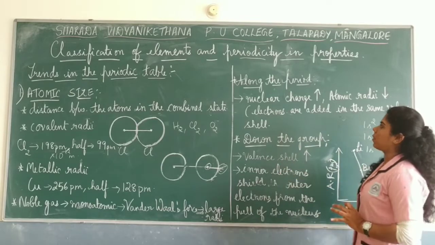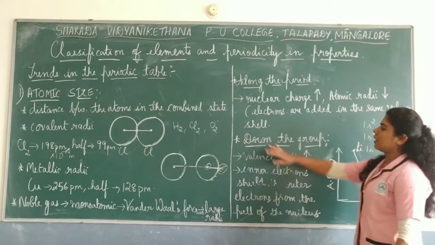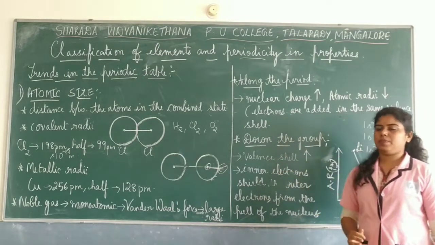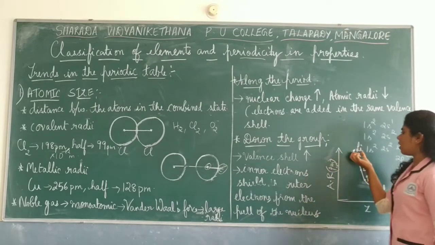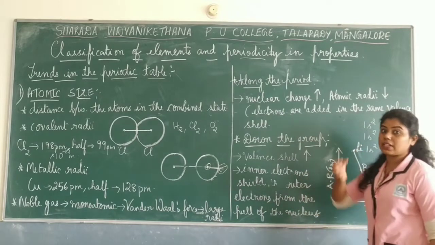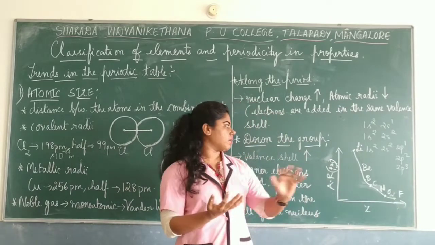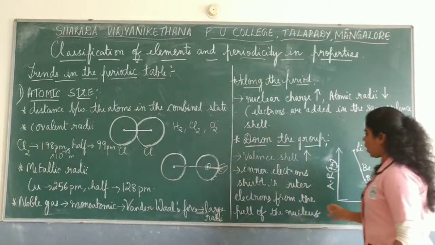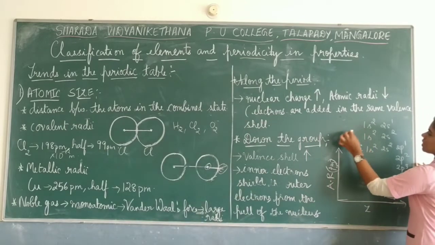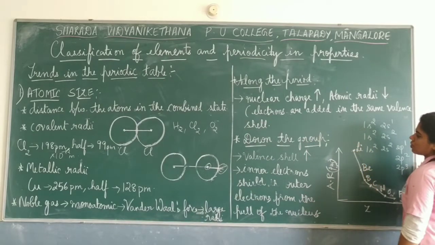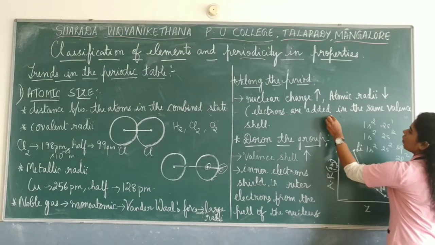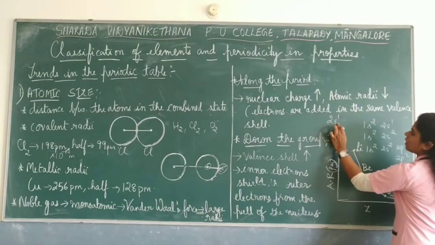Okay, trends in the modern periodic table. Let us see down the group now, downwards. If you just see the first group, that is alkali metals, you have lithium, sodium, potassium, rubidium, cesium and francium. Now, if you see downwards, what happens? You write the electronic configurations for them as, starting from lithium, you have the outermost electrons in the valence shell, that is 2s1.